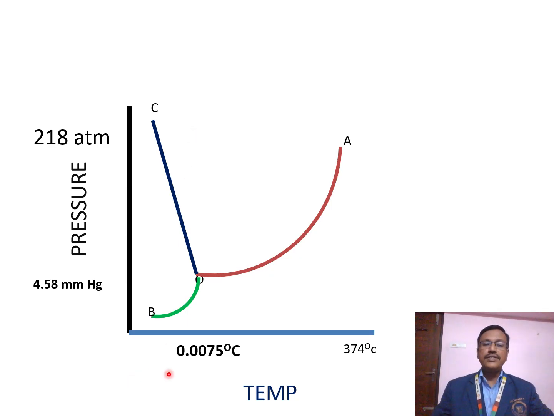This curve is known as OB curve. The temperature corresponds to minus 273 degree Celsius. A is on the positive end, B is on the negative end. Is it clear? A, the temperature corresponds to 374 degrees Celsius. B, the temperature corresponds to minus 273 degree Celsius.